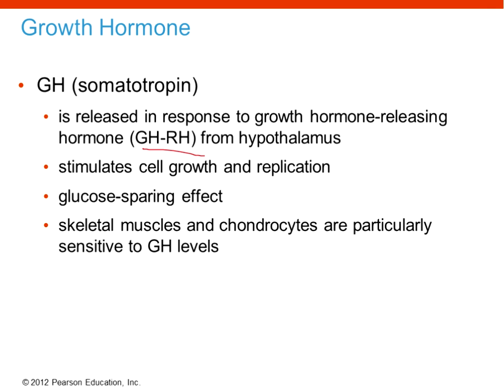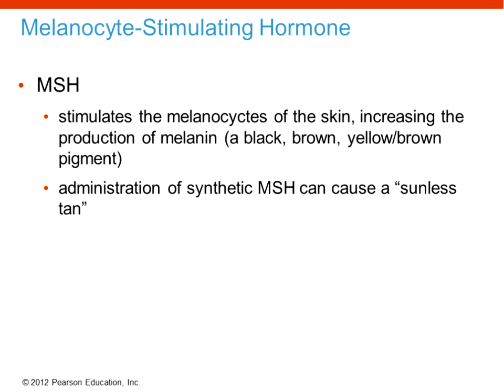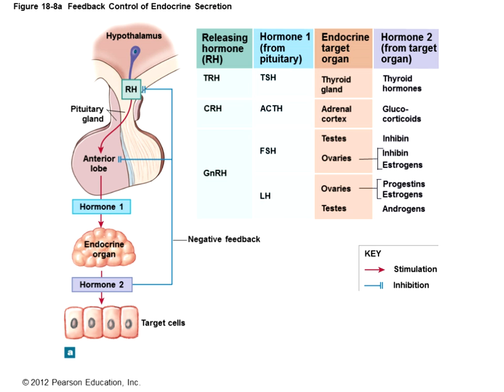Growth hormone, same thing. GHRH from the hypothalamus causes the release of growth hormone, which stimulates cell growth and replication, really targets a lot of cells throughout the body like skeletal muscle, other locations. And then finally, melanocyte-stimulating hormone is released and stimulates melanocyte activity.